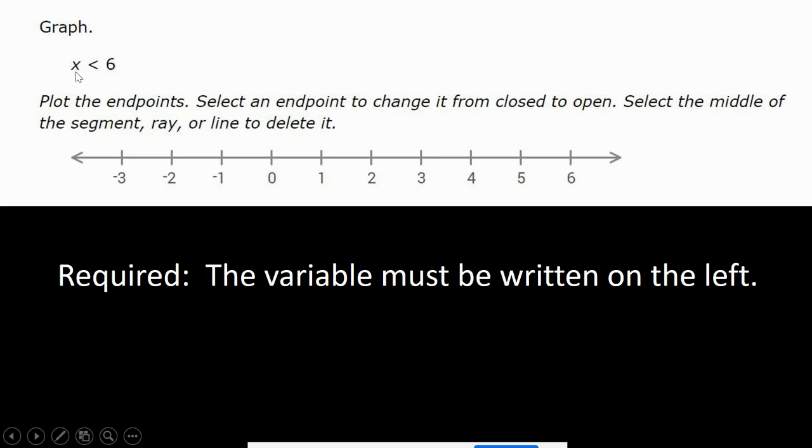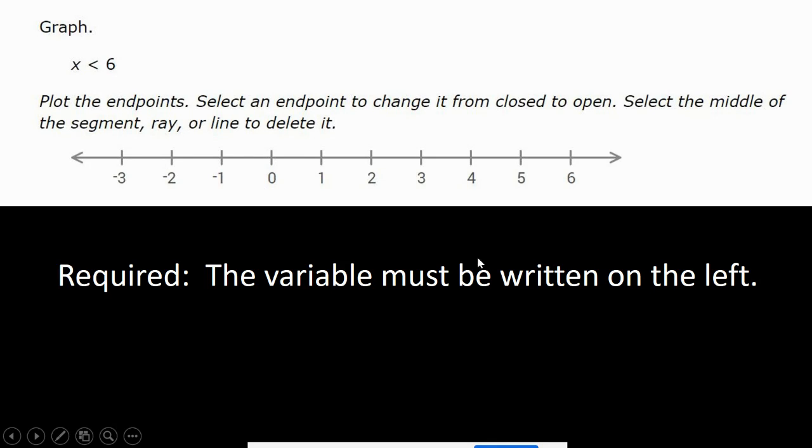Always write the variable first, and if you have done that, this inequality will be pointing in the direction. So I know I'm going to the left. I'll be shading to the left because that's the direction the inequality is pointing, and that will help you identify what a less than or a greater than sign is. And the second thing I want to look for is, is there an equal sign underneath of this? And there isn't.